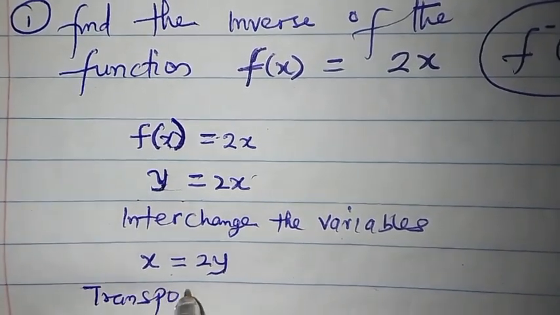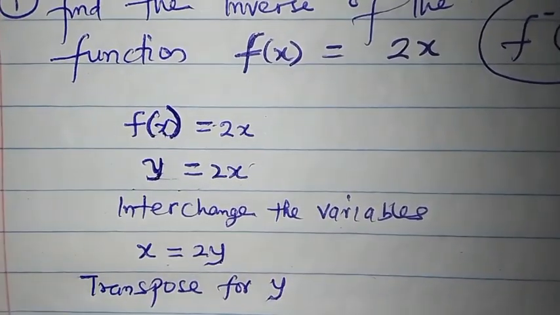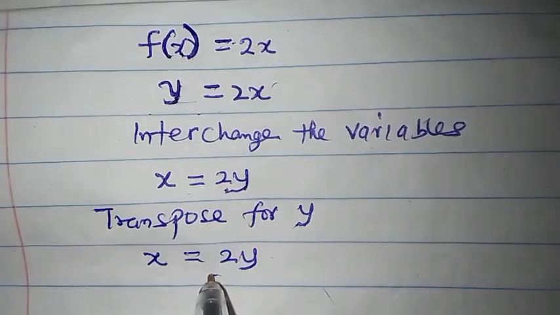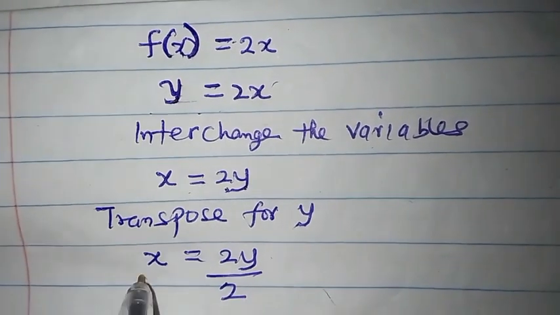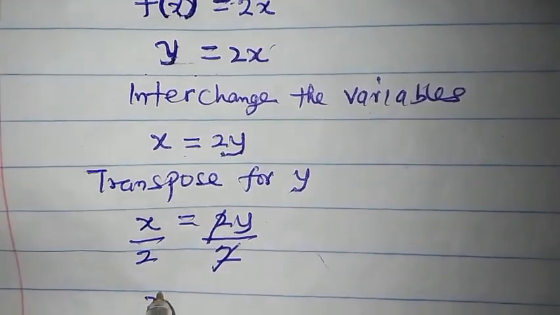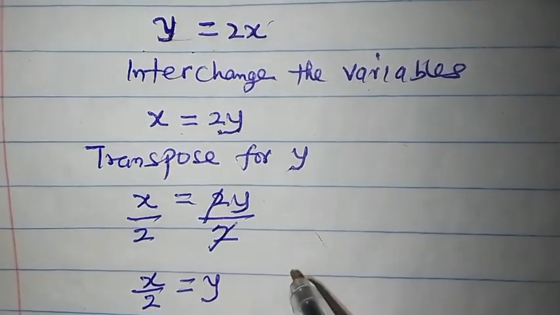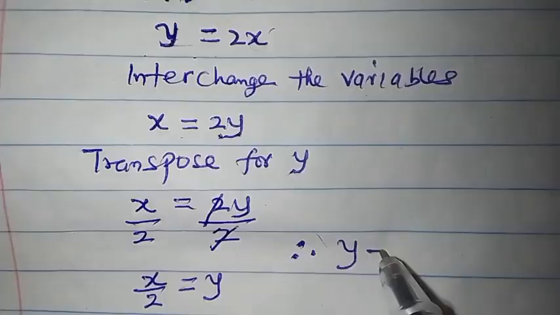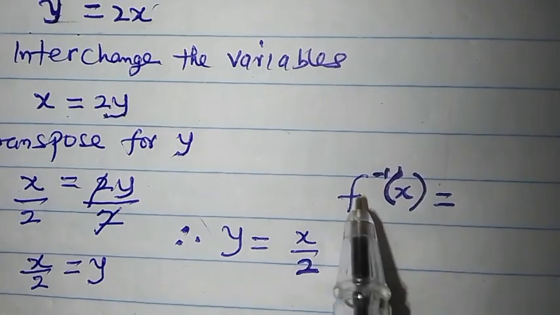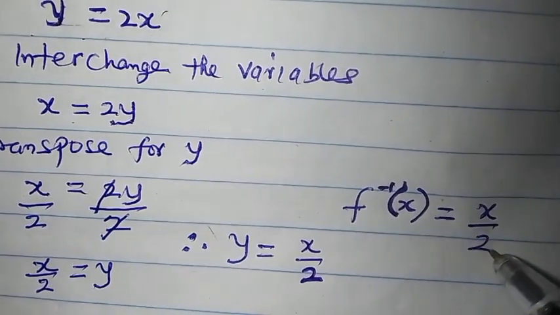Transpose for y. That is, make y the subject of the formula. So from here, I will divide both sides by 2. Remove this 2 by dividing both sides by 2. 2 cancels 2. It means that x all over 2 is equal to y. That means y is equal to x all over 2. Therefore, f inverse of x is x upon 2.